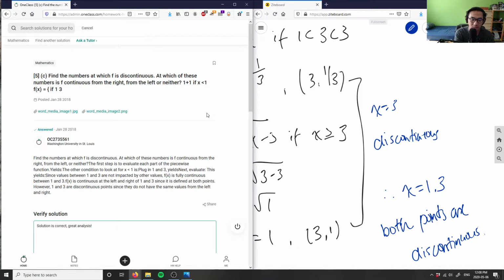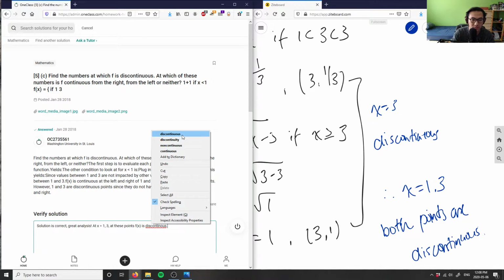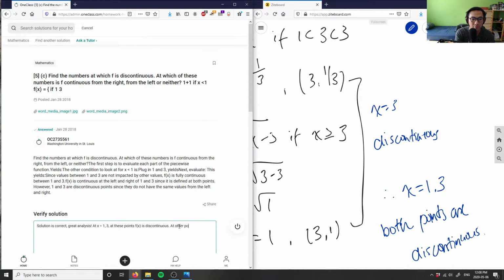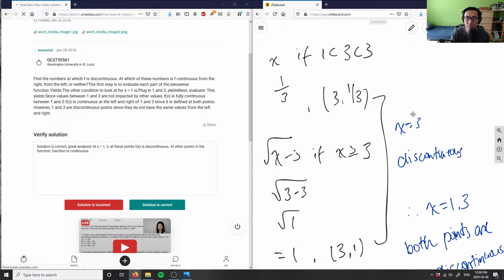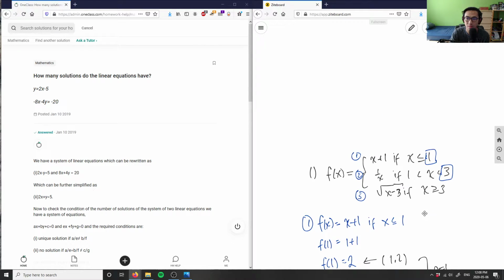You can also say that at x equals 1 and 3, at these points, f of x is discontinuous. I think I misspelled discontinuous. At other points, the function is continuous. So I'm going to add that, and this solution here is correct. So great first question, great calculus question here. So that's question 1.